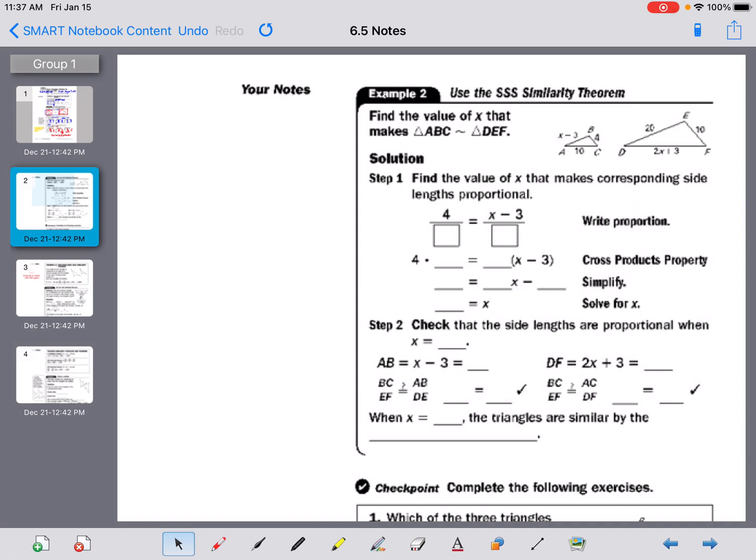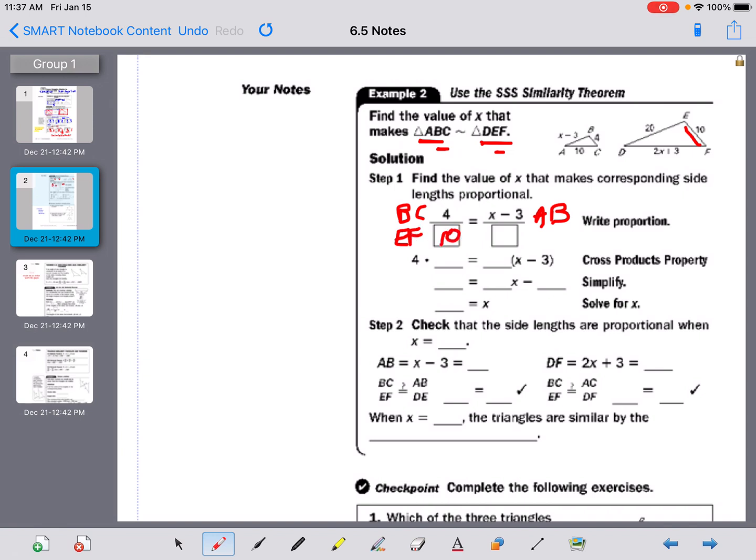So we look at these names, ABC and DEF, okay? I see that I have side BC over here is 4, and I have side AB over here is x minus 3. I'm looking at the work they're starting me with. So I need to figure out BC, that's the last two, has to go with EF. So EF over here is 10. I'm going to put that on the bottom.